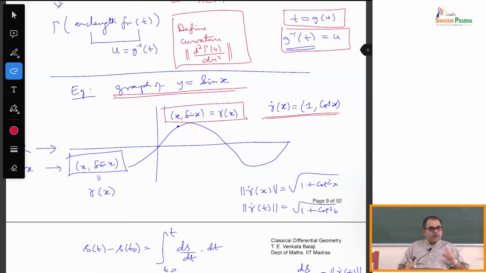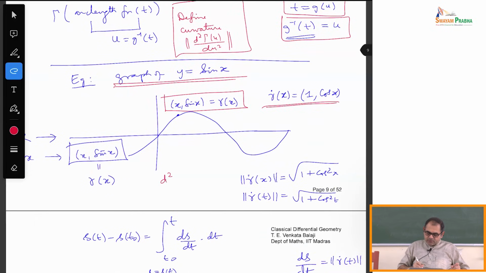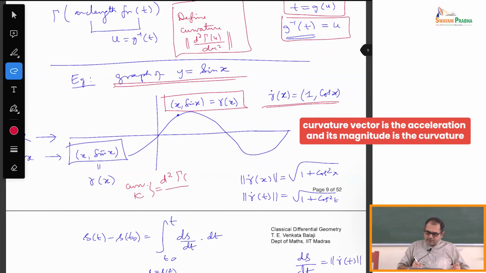Now what am I supposed to do? I have to calculate the second derivative, so the curvature kappa is going to be d squared gamma by du squared. This is the definition, where u is s of t, your arc length function. So I have to find out the arc length function.